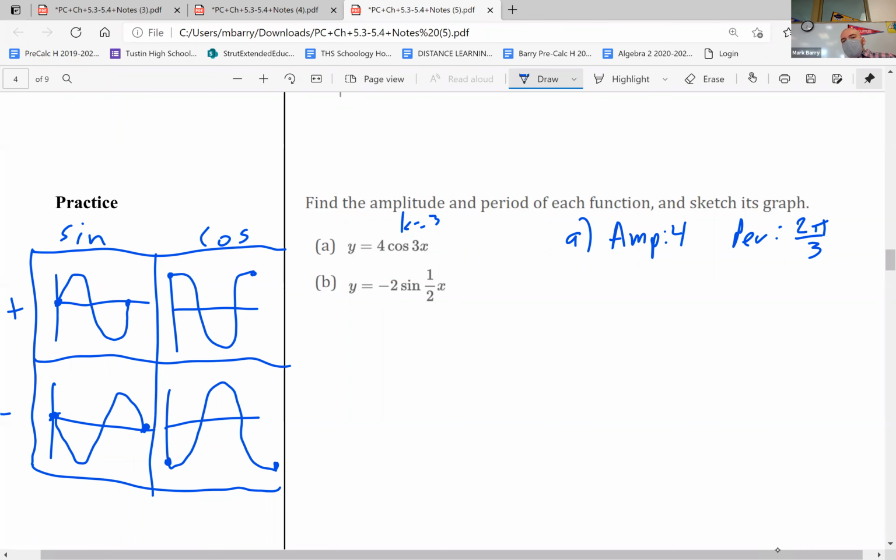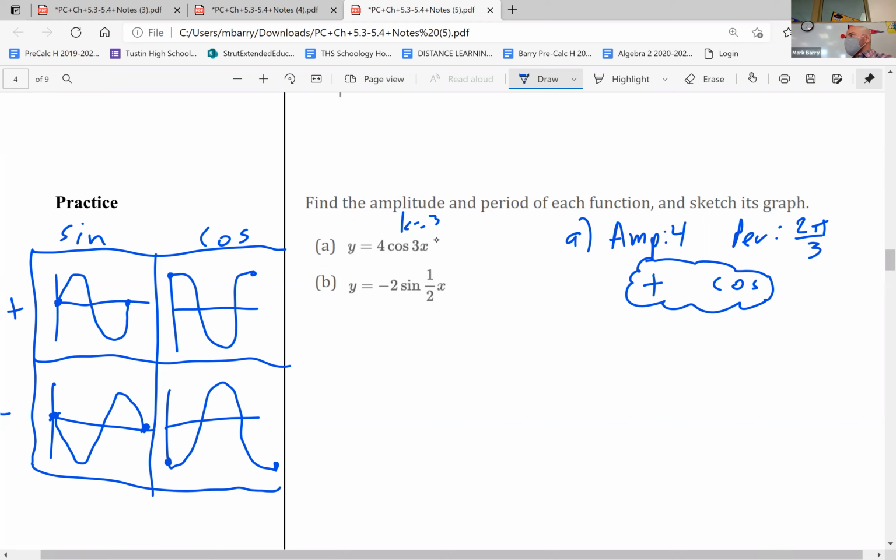Okay, so let's do the graph, but actually before we do the graph, I'm going to be identifying which one of these 4 from my chart it is. So for A, I'm going to say that it's a positive cosine graph. So when I'm drawing the graph, it's going to look like a positive cosine.